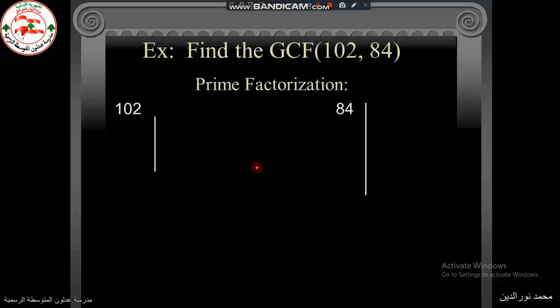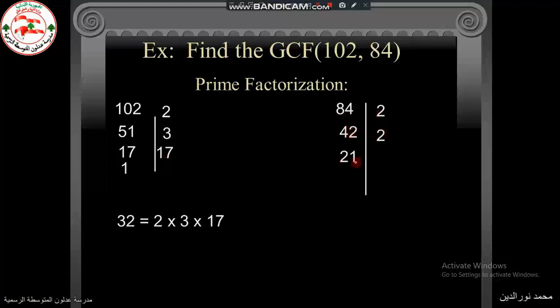Okay, let's look at another example, 102 and 84. 102 is divisible by 2, so I get 51. 51 is 3 times 17. 17, 1. 84 is divisible by 2, 42. Divisible by 2, 21. Divisible by 3, 7. Divisible by 7, 1. So these are the prime factors of 84. We need to write 84 as 2 times 2 times 3 times 7.